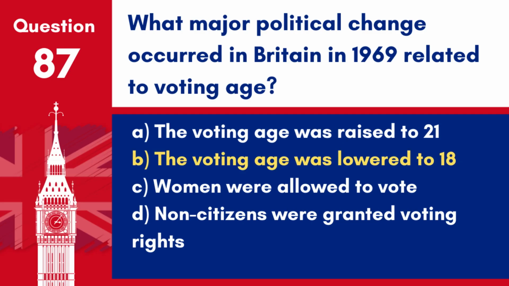Answer: B. The voting age was lowered to 18. A major political change occurred in Britain in 1969 when the voting age was lowered from 21 to 18, broadening the electorate and giving more young people a voice in political matters.